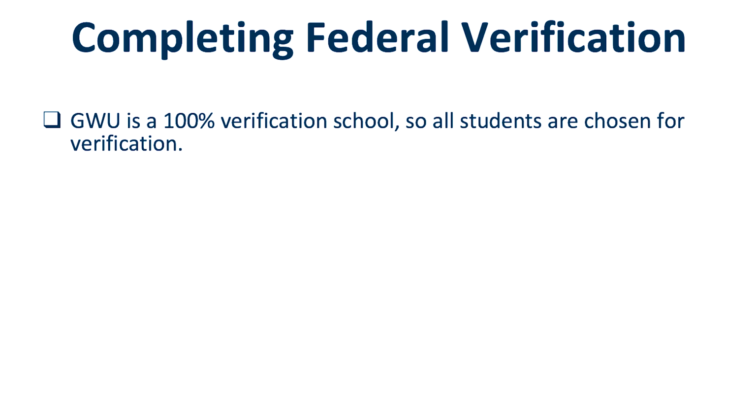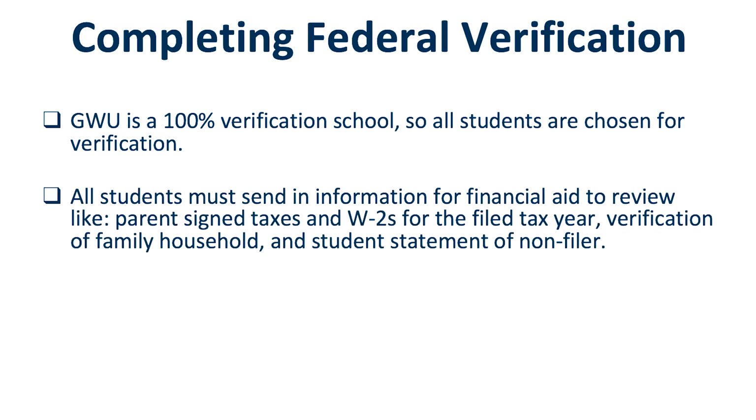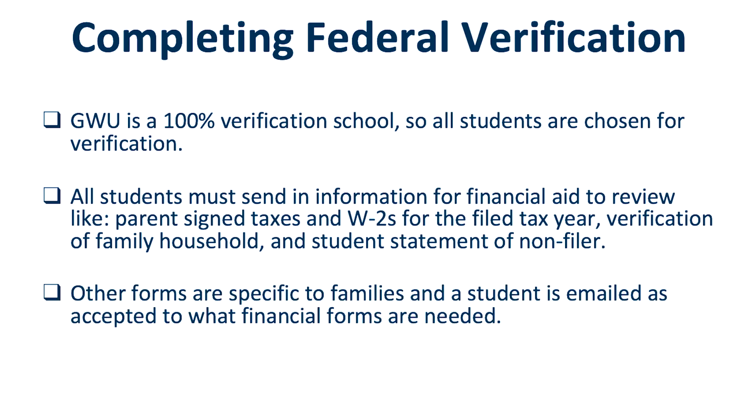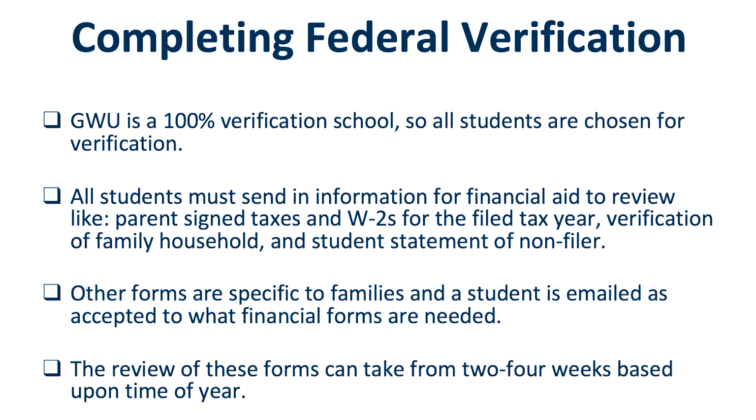GW is a 100% verification school, as I mentioned earlier, meaning the students are all chosen for verification. This means all students have to send in financial review information, like parents' taxes, parents' W-2s, verification forms, household size, student statement of non-filers, etc. Other forms are specific to families, and they are emailed as students are accepted at George Washington, depending on what is needed. The review of these forms can take anywhere from 2 to 4 weeks based upon how busy the volume is at that time.